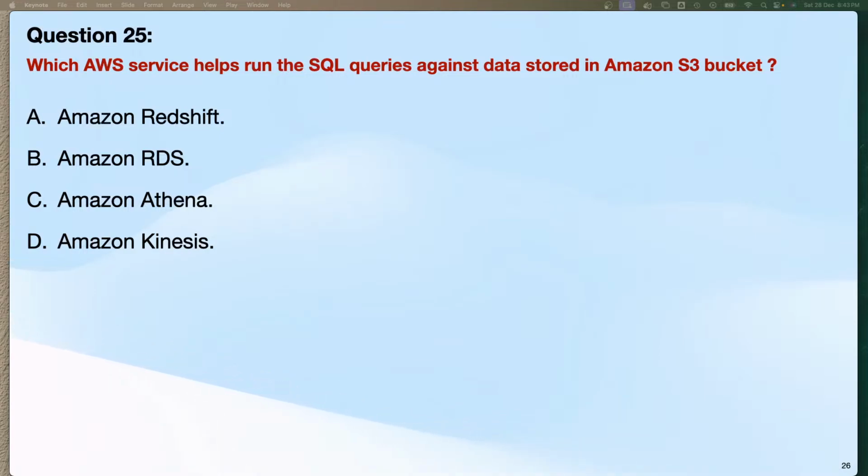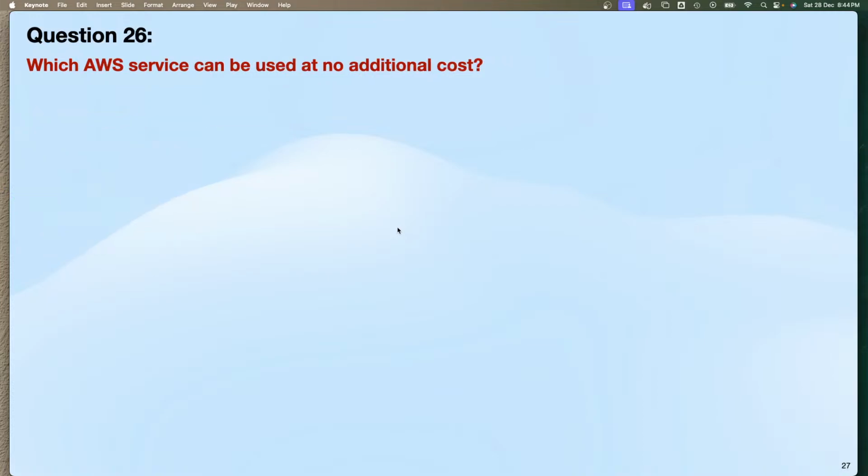For example, let's assume you have a corpus of data in CSV files or JSON files in an S3 bucket, and you want to run some SQL queries. You can use Amazon Athena to query the Amazon S3 bucket data and run ANSI SQL. Okay, that's the primary use case of data analytics teams, right? So that's the answer, Amazon Athena. So let's go to question number 26.